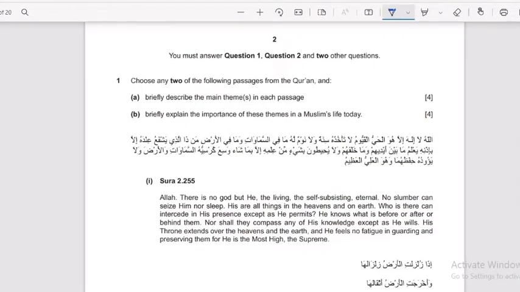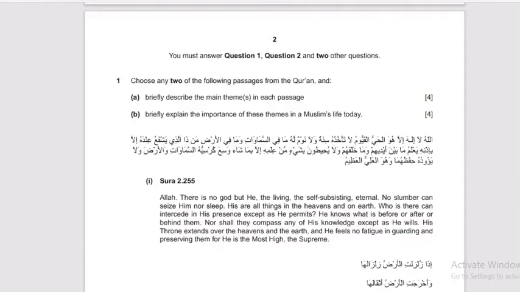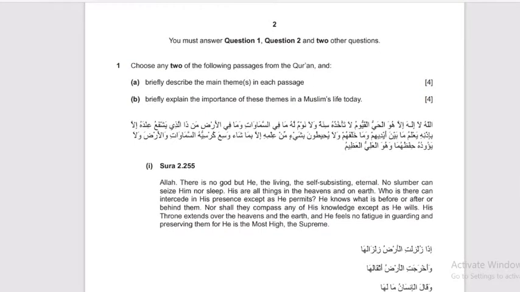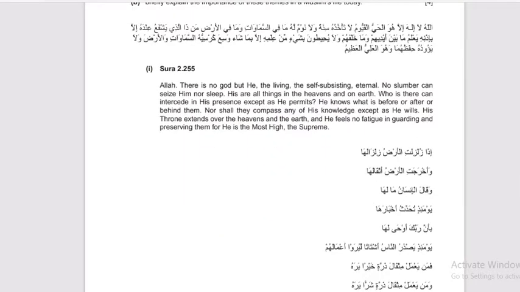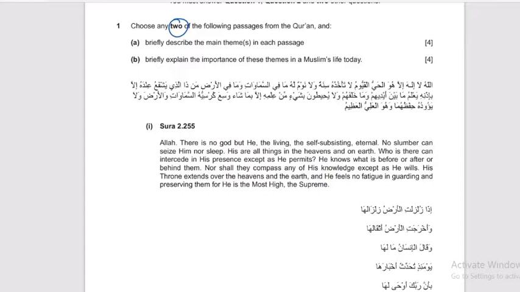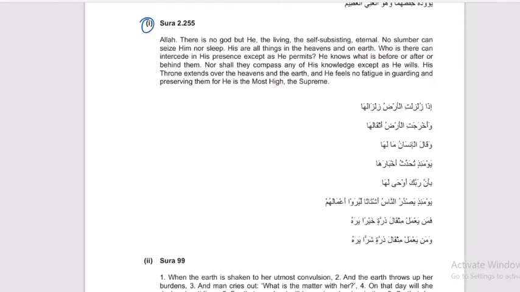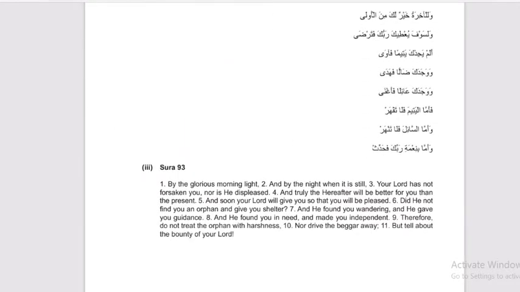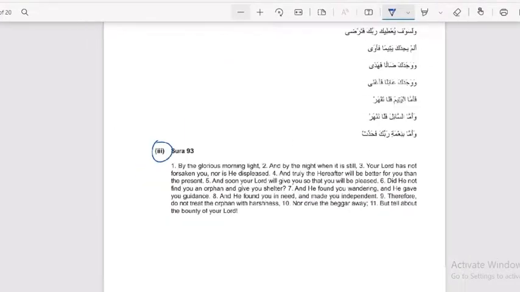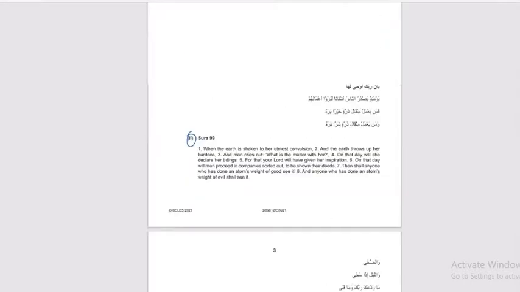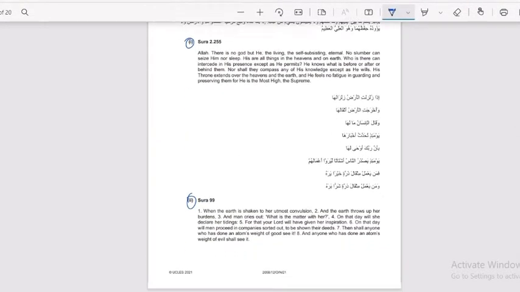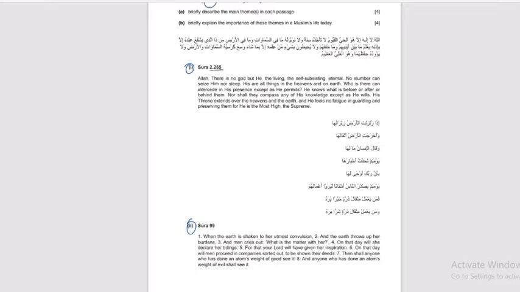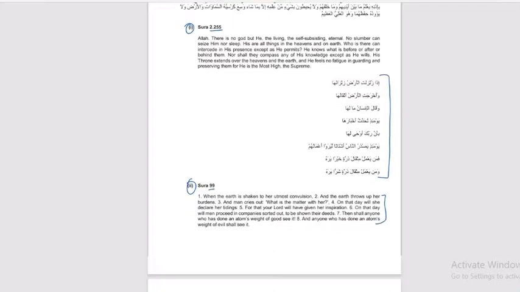Okay, so here are the Quranic passages. Part A, briefly describe the main themes in each passage. Part B, briefly explain the importance of these themes in a Muslim's life today. Choose 2 of the following passages. So here you can see they've given you the first one, the second one, and the third one. So now you have an option to select 2 from these 3. They give you the number of the surah, as well as the Arabic version and the English translation.